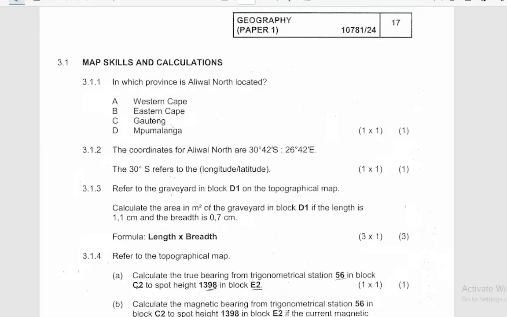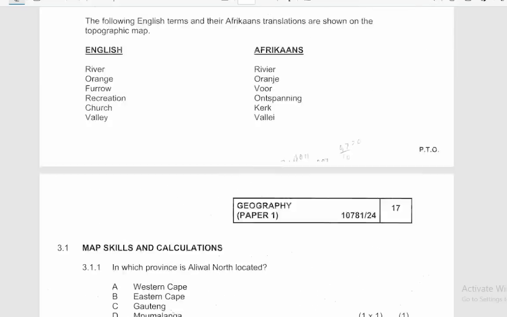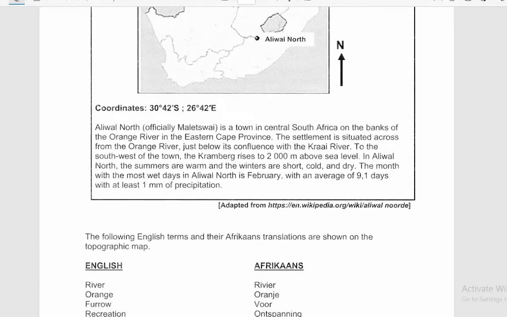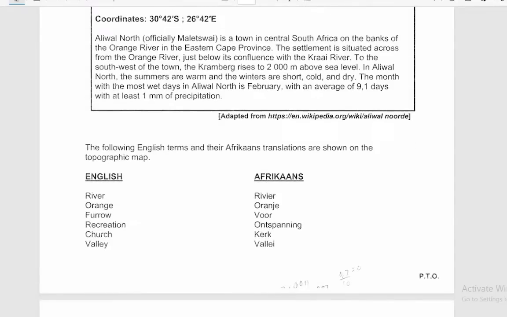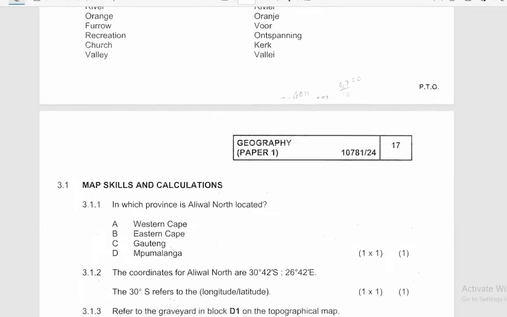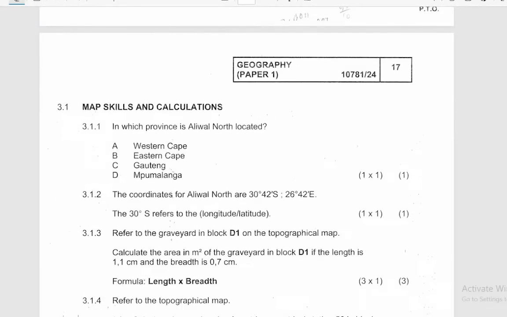Right, the first question is saying, in which province is Aliwal North located? The response is in the map information. It says here, Aliwal North is a town in central South Africa on the banks of Orange River in the Eastern Cape province. So the response is there in the map information. So our correct response is the Eastern Cape according to the map information.